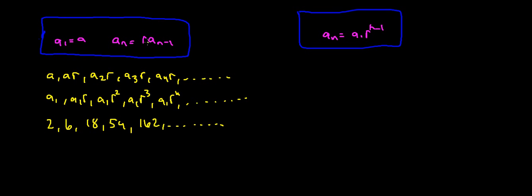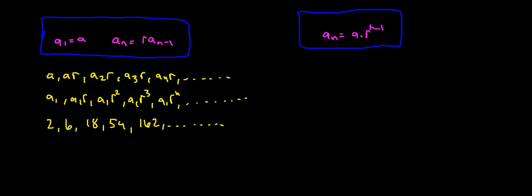a_n is equal to r times a_(n-1). So what I'm doing is taking the previous term in order to get the next term and multiplying it by whatever that common ratio r is. And this is what a sequence would look like.